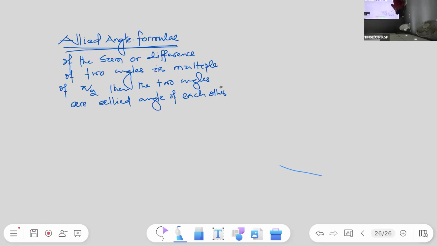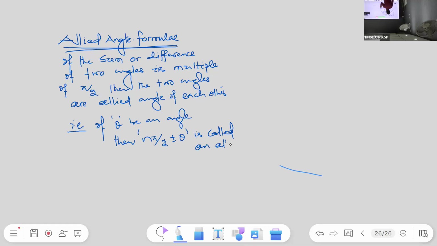That means if theta is an angle, then n pi by 2 plus or minus theta is called an allied angle of theta.